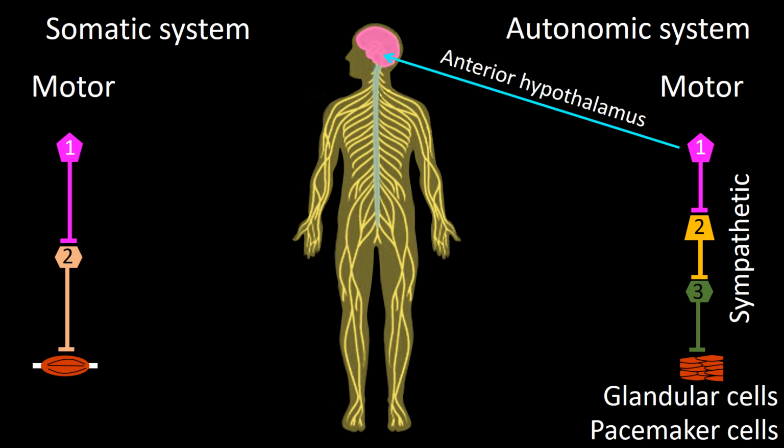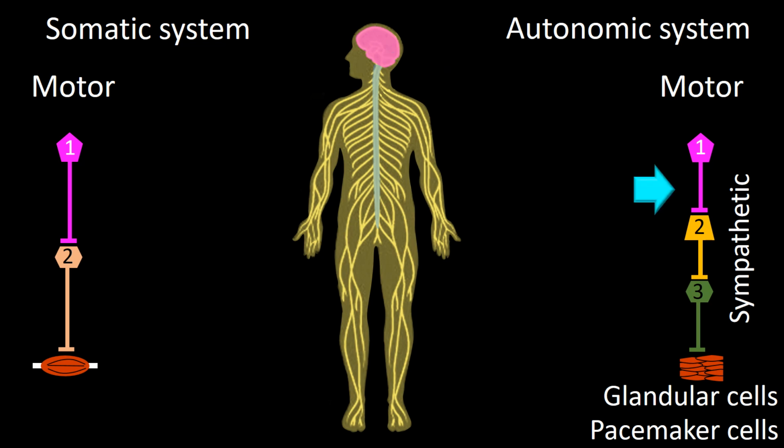The first neuron of the sympathetic system is in the anterior region of the hypothalamus. The axons of these neurons probably initially travel in the medial longitudinal bundle in the diencephalon, and then in the descending sympathetic tract in the brainstem and spine to reach the second neuron. The second neuron is in the lateral or intermediate horn of the thoracic and upper lumbar spinal cord.